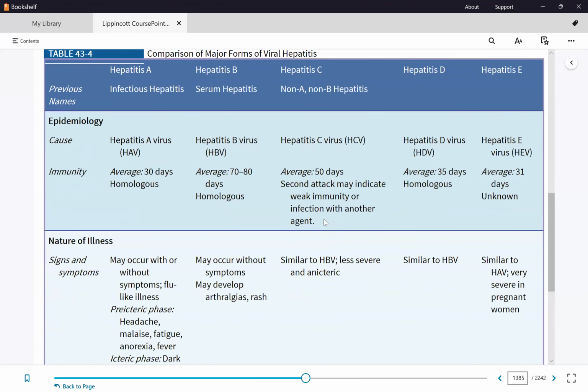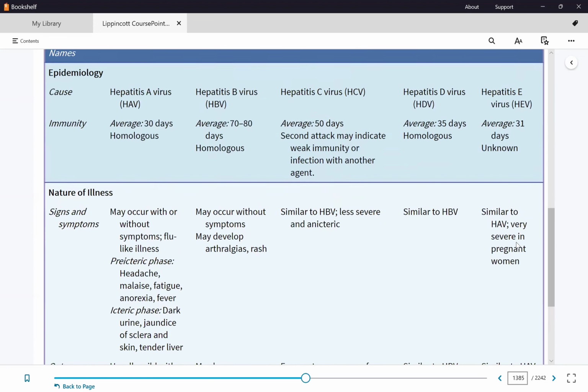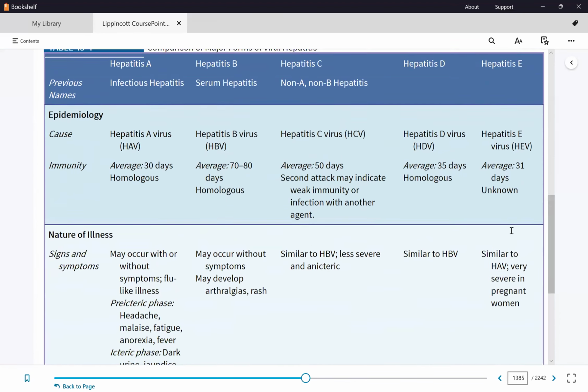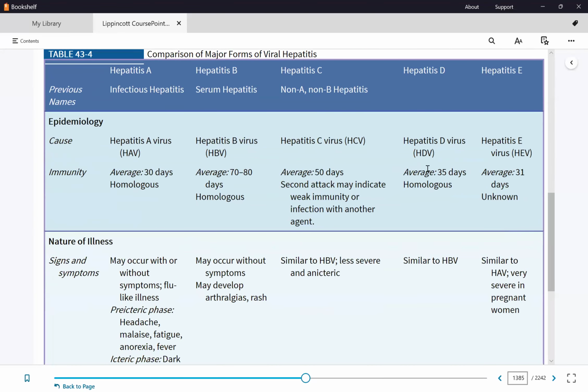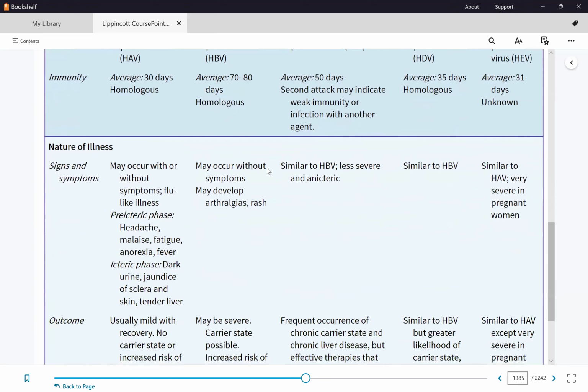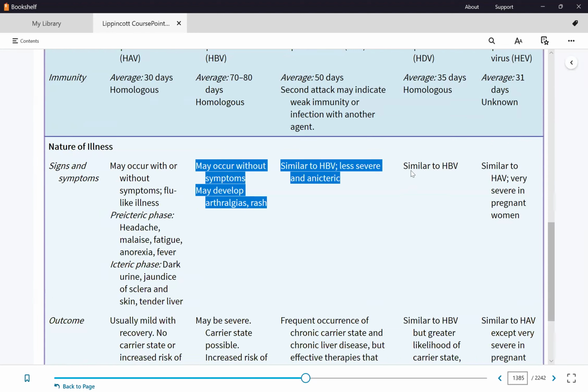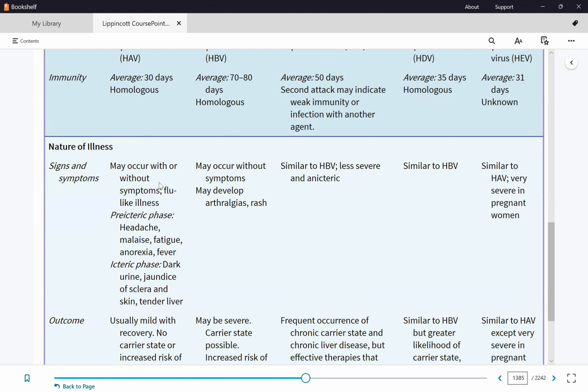Now, the acute forms involve A and E. Here, E is similar to A because they are both transmitted through the oral fecal route, so they have an acute form. The others, B, C, and D, are more chronic in nature, and as described here, may occur without symptoms. Same thing for C, and then same thing for D. So the acute forms really involve hepatitis A and hepatitis E infection.